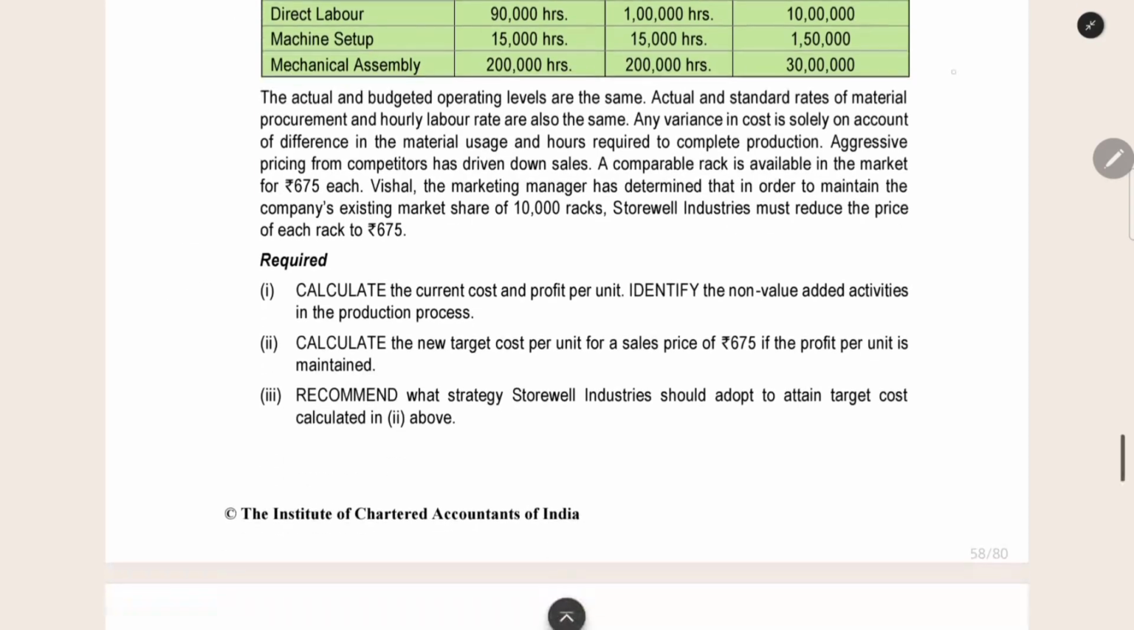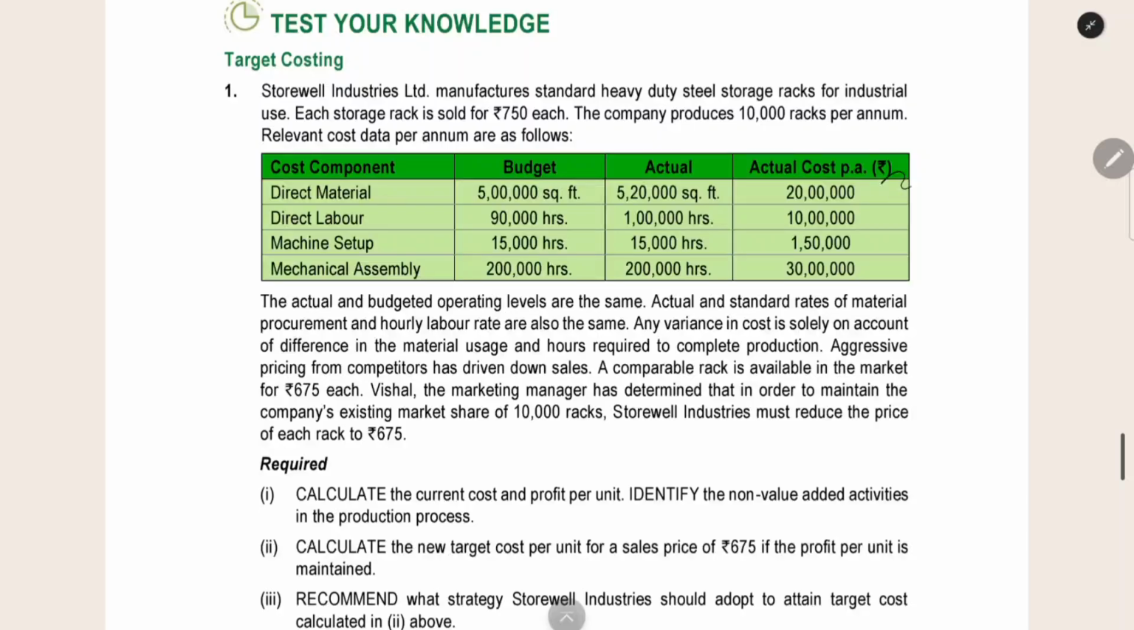Now, what they are asking in the question is that we have to calculate the current cost and profit and identify the non-value added activities. First, we have to calculate the current cost. This is the cost, and then this is the units actually used. We have to calculate the current cost and profit on a per unit basis. So we can see the solution.